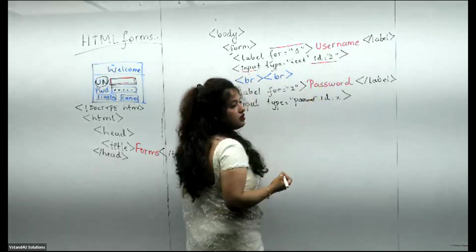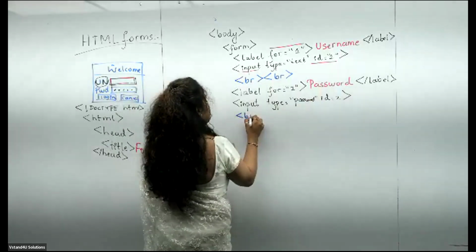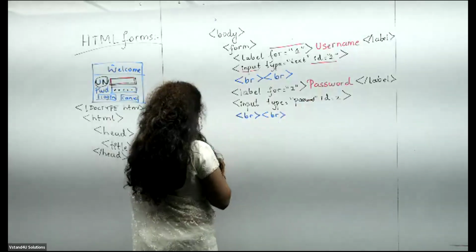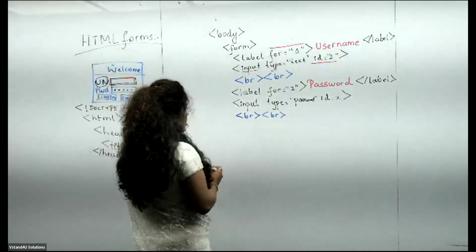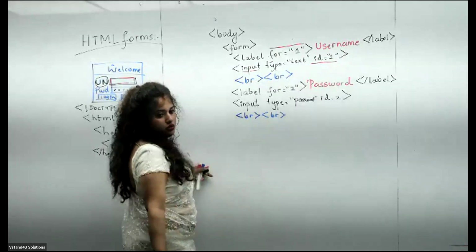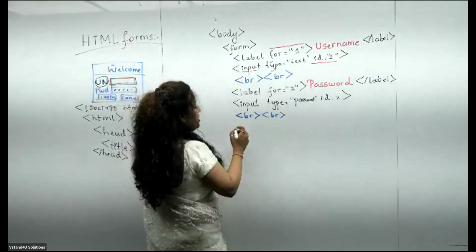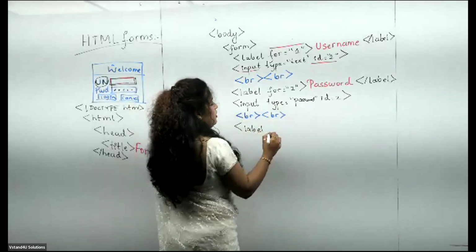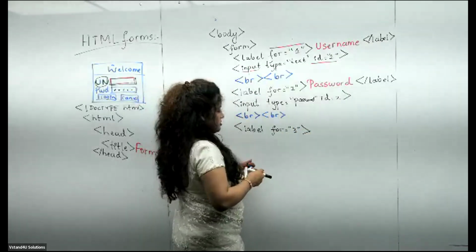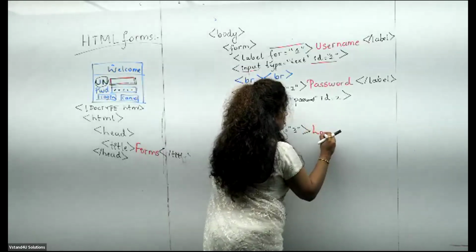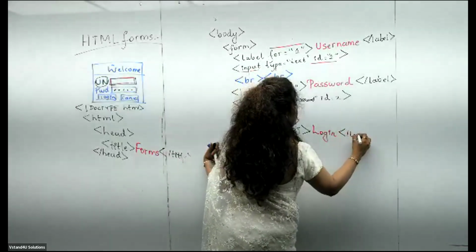Okay. Clear? Done. So now let me add a break here. And now what do I have to get? I have to get this login button. So what will I do? Should I give a label? I will give a label and write for equals 3, and let me give the text Login. Okay, and now let me close this label tag.